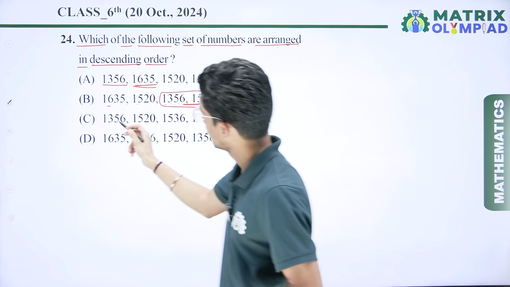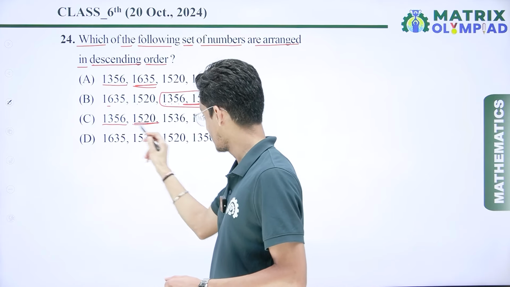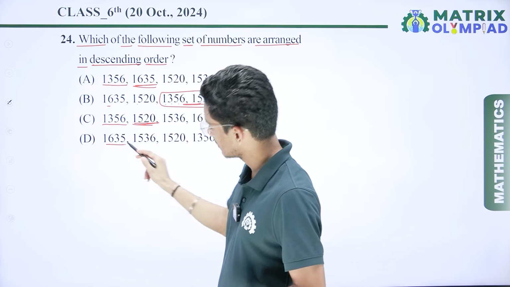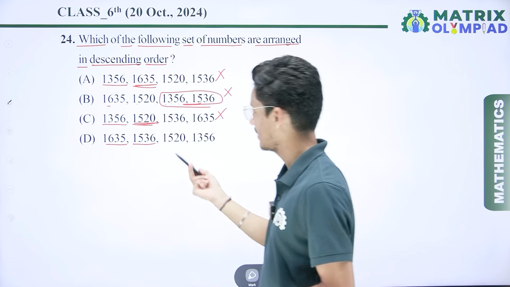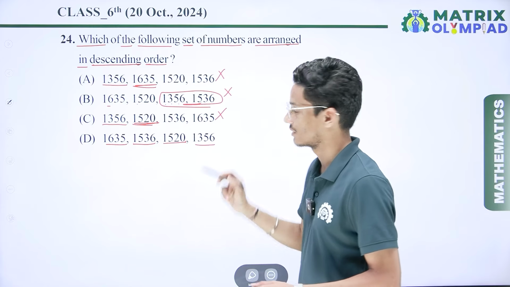If I talk about the third one, 1356, 1520. So this is again wrong. If I talk about the last one, 1635, okay, 1536, that is true, 1520 and 1356.